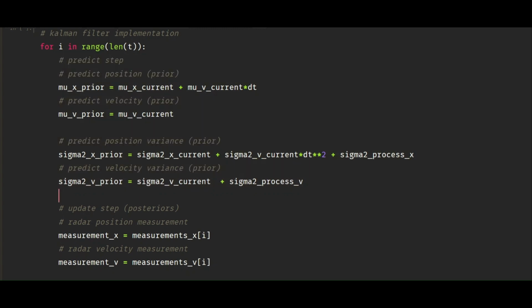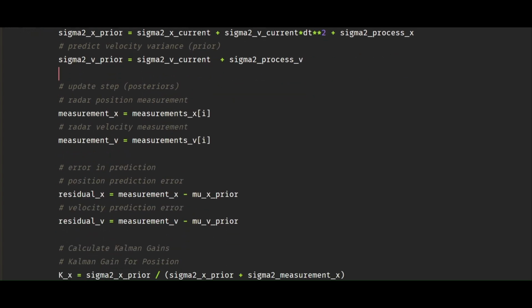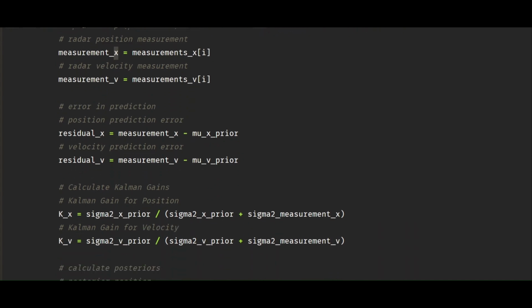Once we have calculated priors, at this point our radar measurement becomes available, and now we have to take into account this radar measurement and calculate the posteriors. This is the radar measurement that has become available to me, both in the velocity and position channel. Then I'm going to use this radar measurement to calculate the prediction error in the position channel. Radar is telling me that the car is at a certain position, and my prior belief is that the car is at a certain position. Whatever the difference between them is, is the error in the prediction, which is represented by this residual x.